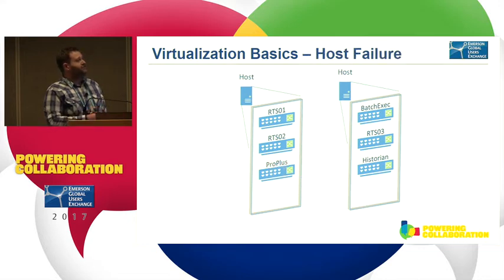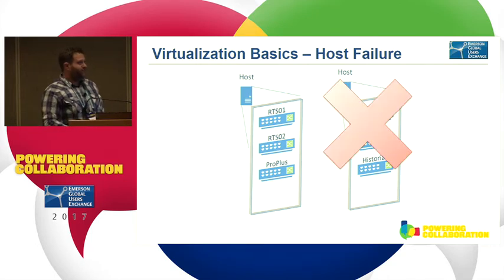But now we cover the case of a host failure. Now, your host is going to be running various machines. In this case, you've got your Pro Plus on one side, you've got your batch executive on the other. If you lose that host, you can't bring everything over to the other box. You've only got 4 slots. So you've got to pick and choose. You've got to know your priorities.